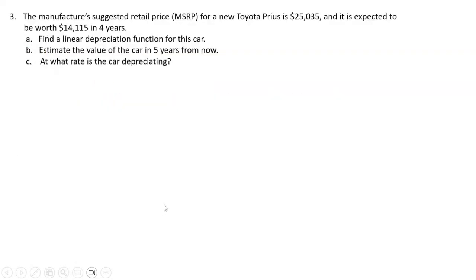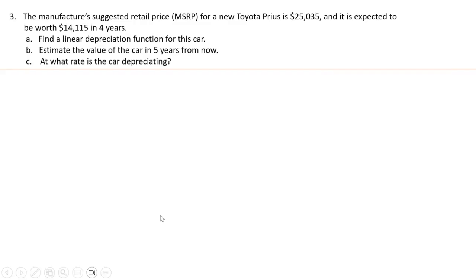Okay, now, number 3. It says the manufacturer's suggested retail price, the MSRP, for a new Toyota Prius is $25,035, and it is expected to be worth $14,115 in 4 years. So this is a three-part question. The first part is find a linear depreciation function for this car. B is estimate the value of the car in 5 years from now. And C, at what rate is the car depreciating?